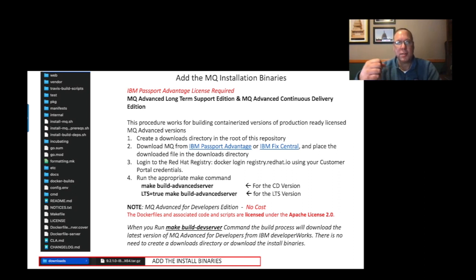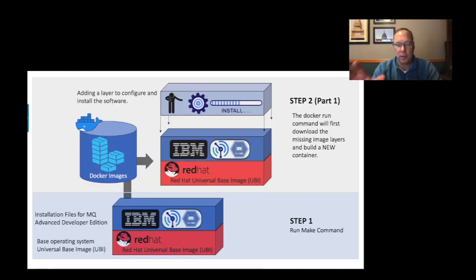For the other versions that require a license, you are required to go out to Passport Advantage, download those, put those in this directory, then run the make command. Okay? Once that's done, then you're ready to do the deploy for your Docker run command, which will then build the container and deploy your MQ container. So let's look at a few pictures.